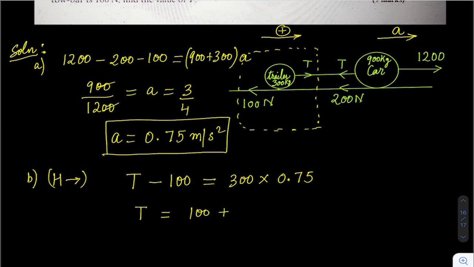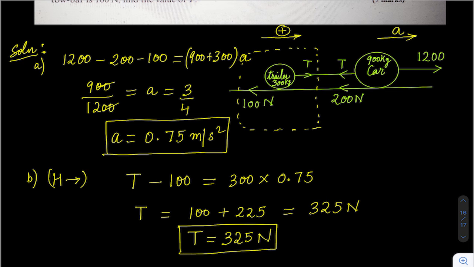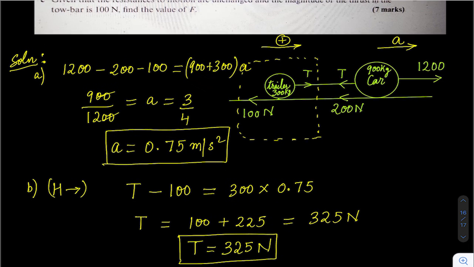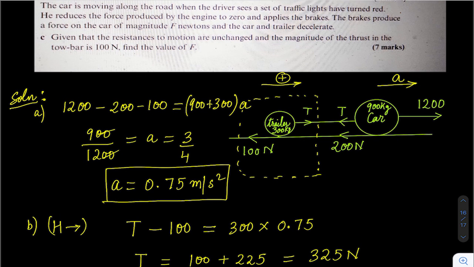So tension will come out to be 100 plus, what is this, 0.75 into 300, so 225. Okay, so this will be 225. So that is 325 total newtons. That is my answer. Tension is 325 Newton. Now you can find this tension if you consider the motion of the car also. Same thing we discussed. Okay, next thing.